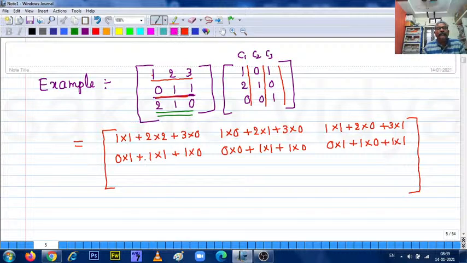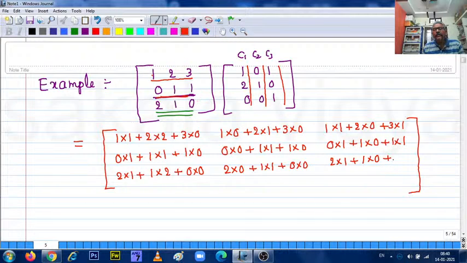So now you take R3 into C1, C2, C3. So now you can write like this: 2 into 1 plus 1 into 2 plus 0 into 0. Next 2 into 0, 1 into 1 plus 0 into 0. Next 2 into 1 plus 1 into 0 plus 0 into 1. So now you need to simplify.